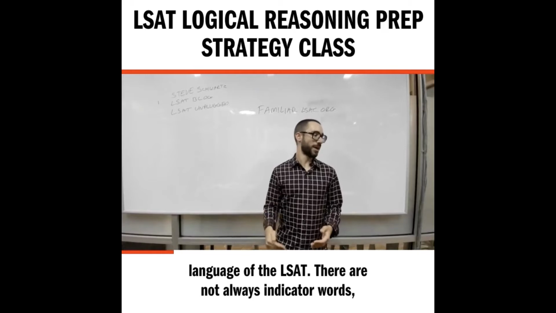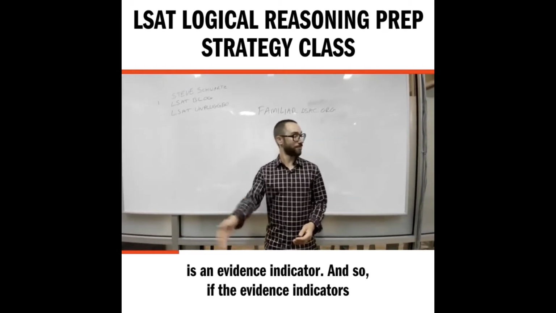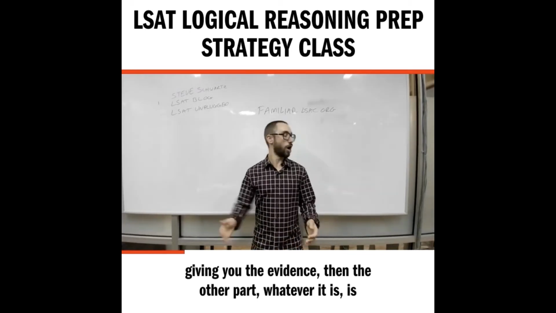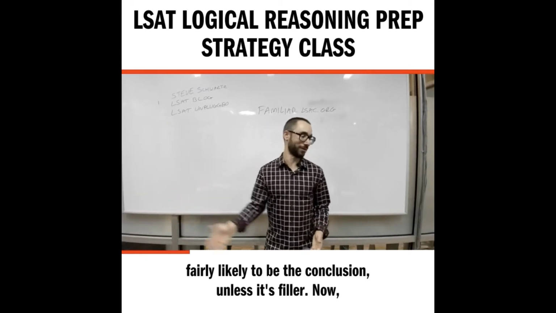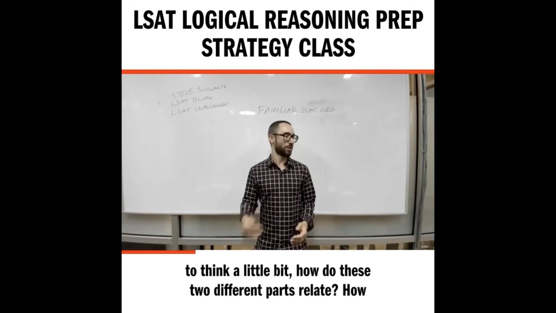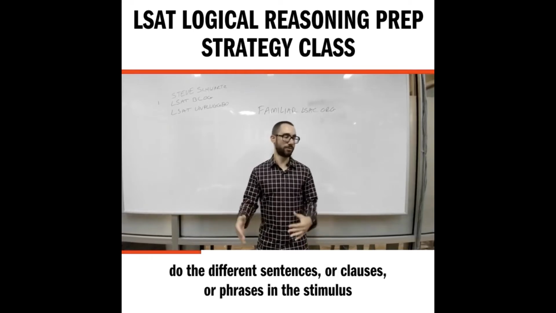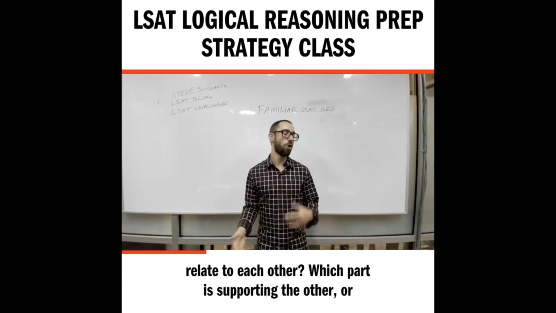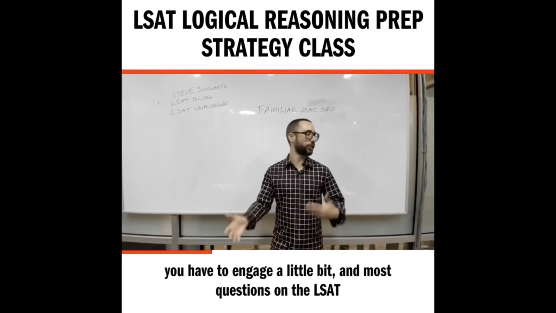There are not always indicator words though. If there's no conclusion indicator, maybe there is an evidence indicator. And so if the evidence indicator is giving you the evidence, then the other part, whatever it is, is fairly likely to be the conclusion, unless it's filler. Now, if there are no indicator words at all, then you actually have to think a little bit: how do these two different parts relate? How do the different sentences or clauses or phrases in the stimulus relate to each other? Which part is supporting the other, or which part is causing the other, depending on the situation? So you have to engage a little bit.